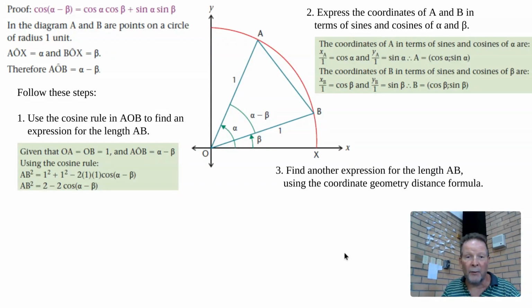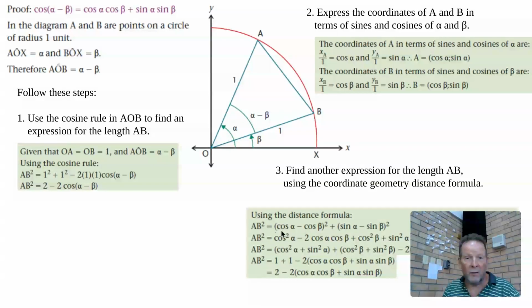Now, the third step, you could try and do it on your own, but here we go. We're going to find another expression for AB, the same length, but we're going to use the distance formula and these coordinates, cos alpha, sine alpha. So that's all you do. You subtract the two x-coordinates and square it, subtract the two y-coordinates and square it, you get AB squared. FOIL it all out, you're going to get cos squared and a sine squared here.